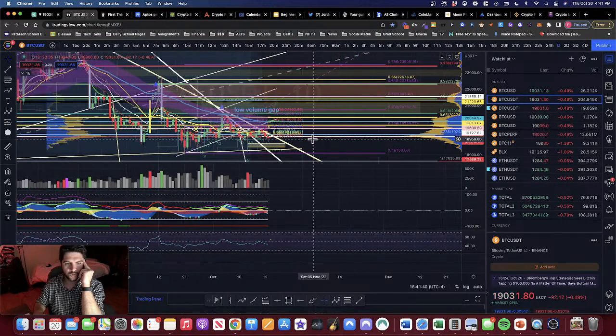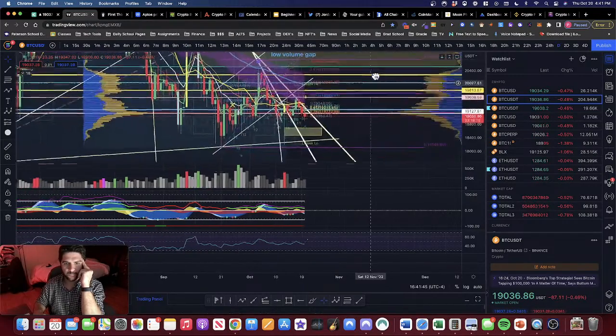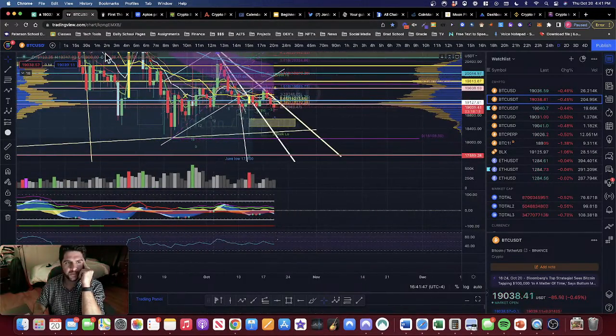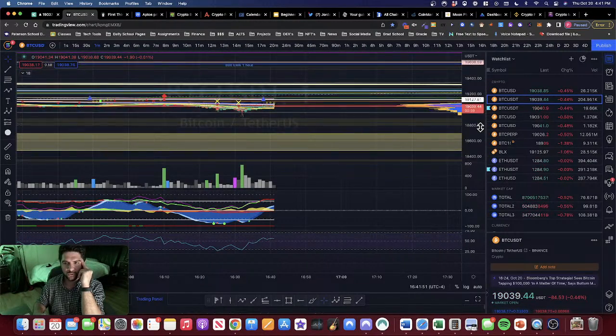We know the structure. We do think we're going to continue down, but is that going to happen tonight? I imagine in the Asian session, we could just run a stop hunt.